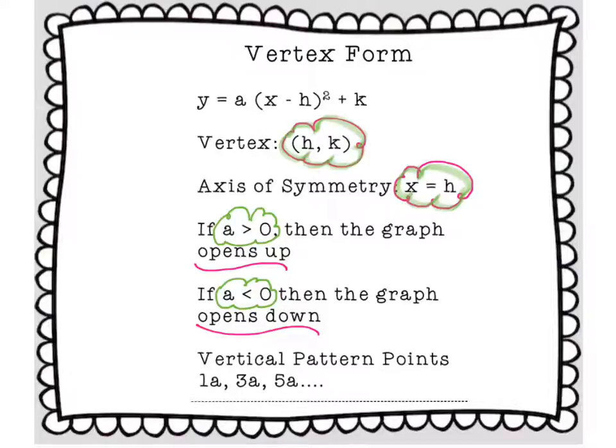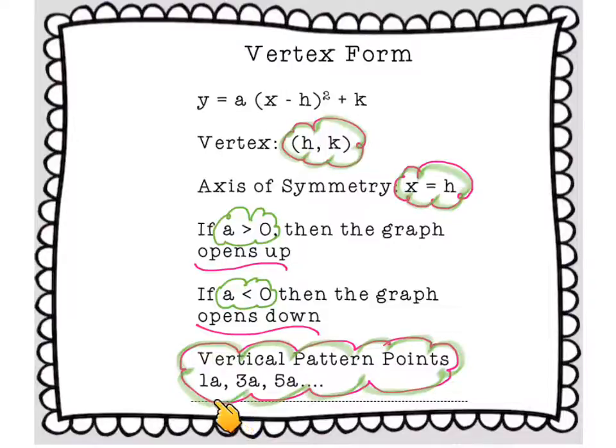And in a previous video, I talked to you about the vertical pattern points. You just simply follow this odd number sequence. If a is anything other than 1, you just multiply that value times 1, times 3, times 5, and so on and so forth. And those give you your vertical lifts.